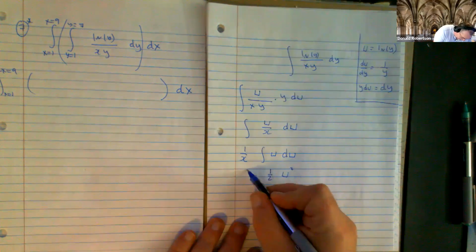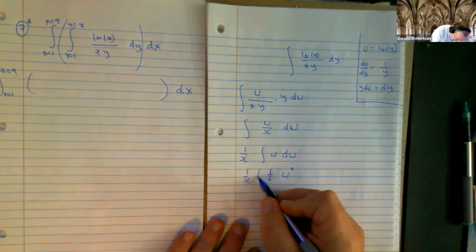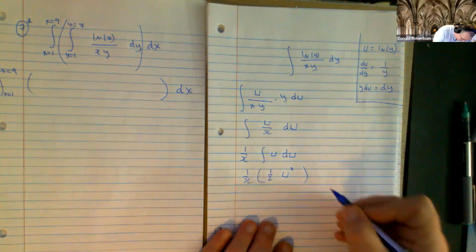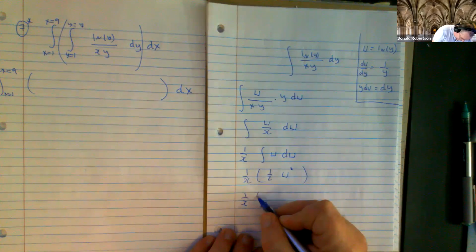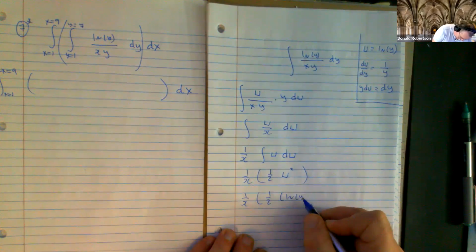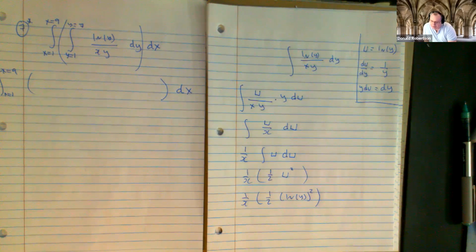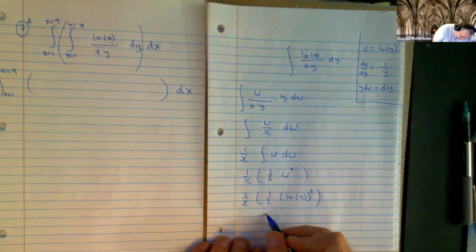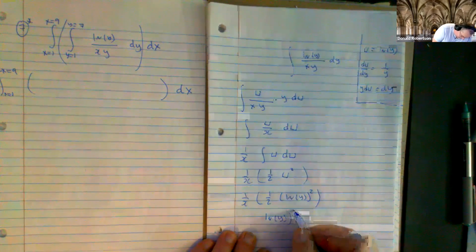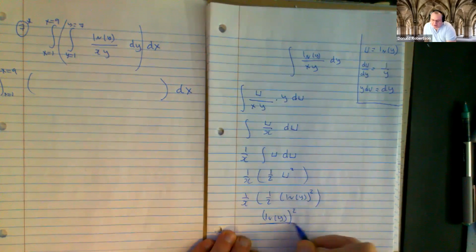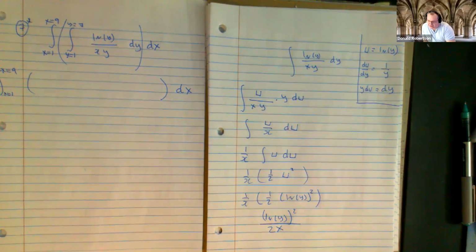And I'll keep that 1 over x out of the way. And that becomes 1/2 the natural log of y squared. Are we cool about returning back to the original variable? And then to make it look at least presentable, can't I return it so that everything's kind of together as one fraction? Right? So the 2 and the x become 2x in the bottom.